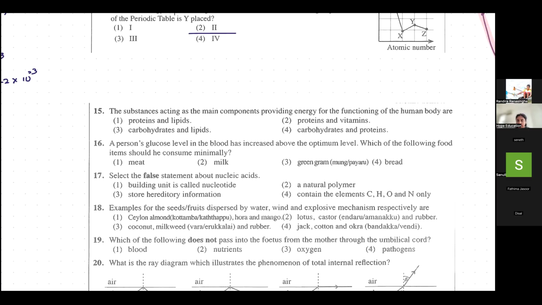Carbohydrates, yes. Then where does it get energy from next? If carbohydrates are not enough, then where does it get energy from? No, not proteins, lipids. Only if lipids are also not enough does it go to proteins. When your body needs energy, first it goes to carbohydrates. If the energy from carbohydrates is not enough, then your body will get energy from lipids. If the energy from lipids also is not enough, then it will get the energy from proteins. So carbohydrates and lipids are the main components providing energy.